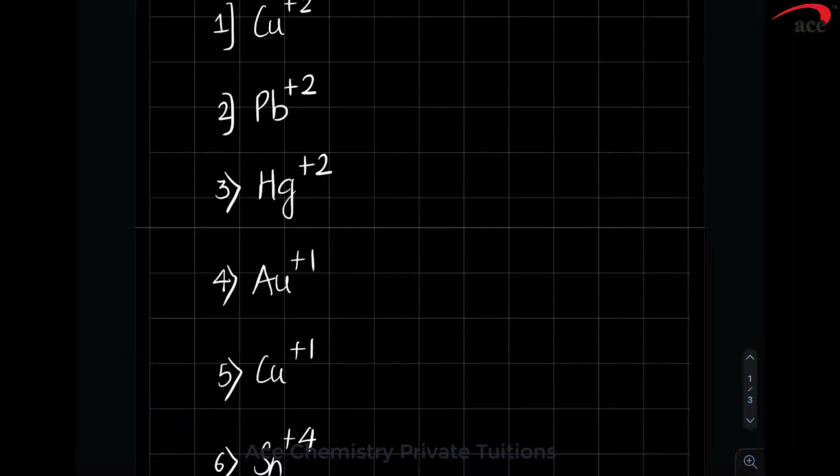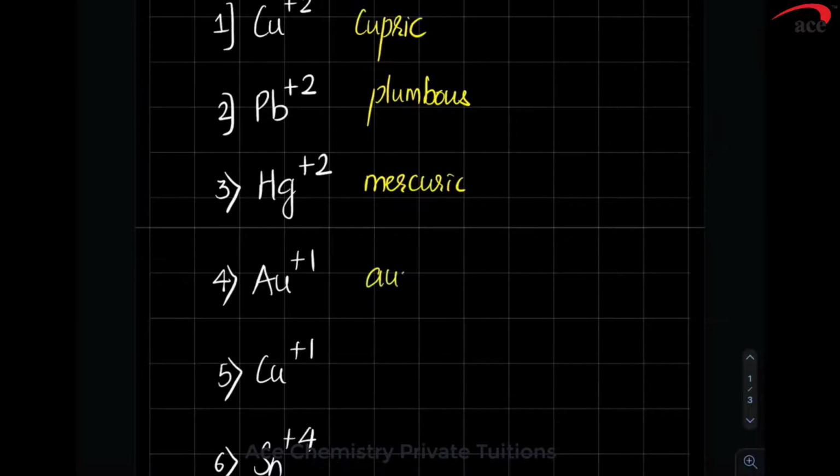Hope you have written it correct. So what is the answer for this? Correct, it's cupric. Answer for the next one. Correct, plumbous. Answer for the next one, mercuric, because +2 charge. For the next one, aurous. Aurous, the Latin name for gold.